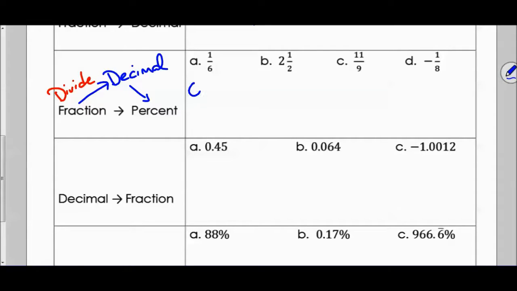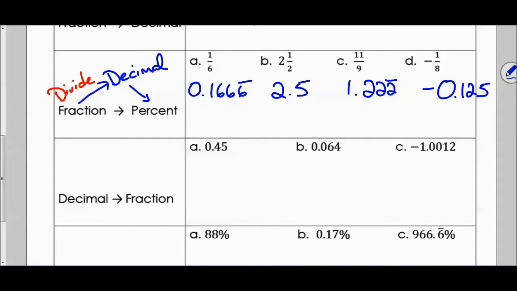So 1 divided by 6 was 0.16 repeated. 1 divided by 2 was the 0.5 part of this. The 2 just carries down, so that's 2.5. This was 1.2 repeated. And this was negative 0.125. Right, so going from a fraction to a percent involves getting to the decimal first. And now we want to go from the decimal to the percent.